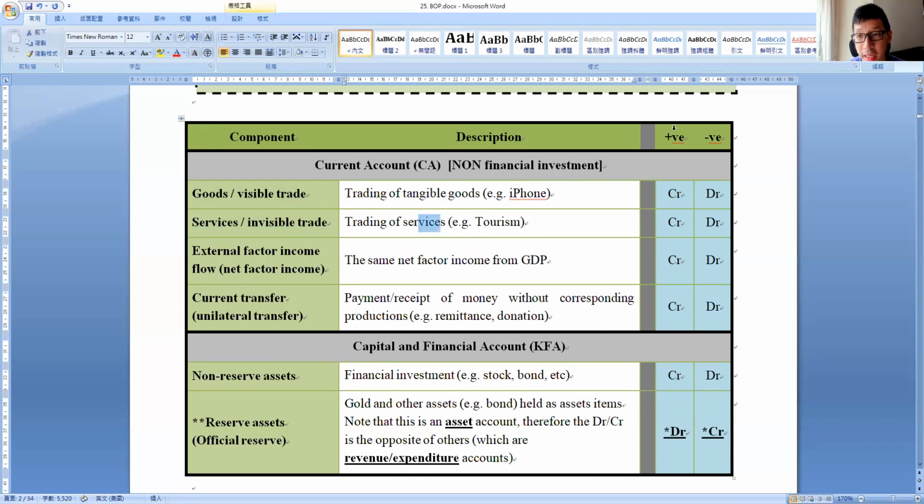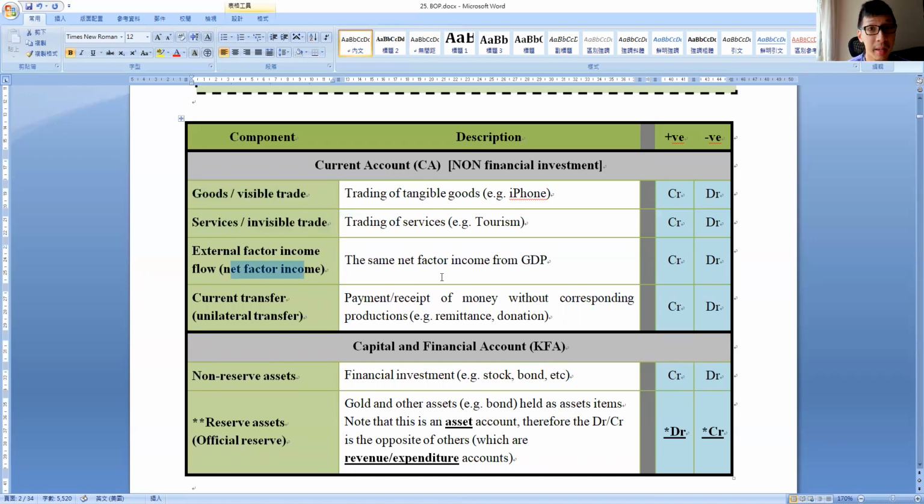This time we only talk about the components. Let's forget about credit and debit for now. So here we are talking about import and export of goods and services. This one you should be quite familiar with. Also the next one, we call it net factor income, external factor income flow.